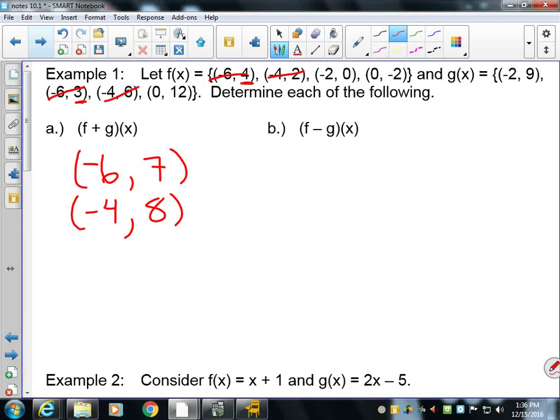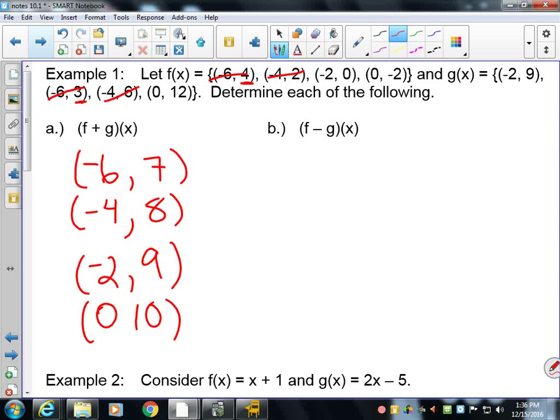Do we have a 0? We have a negative 2 and we have a 0. So let's do the negative 2, a 0, and a 9, which is a 9, and we'll do the 0, which is a negative 2 and 12, so that's a 10. Okay, so the x values stay the same. The y values are what you're adding in the function. Yeah?